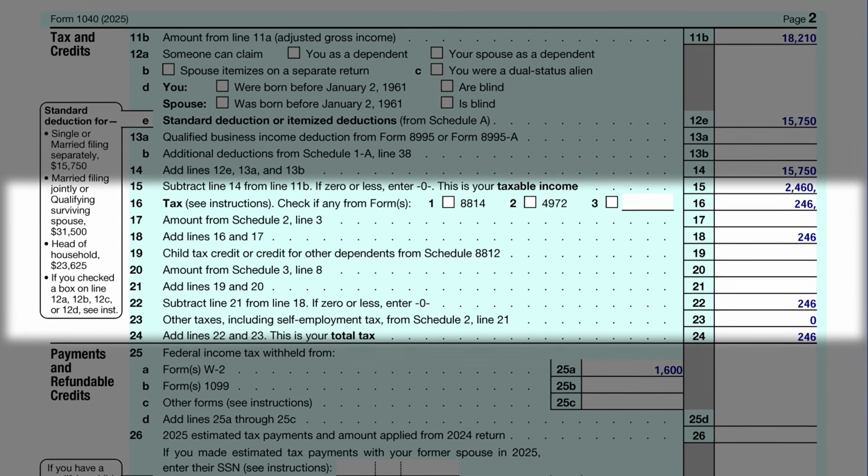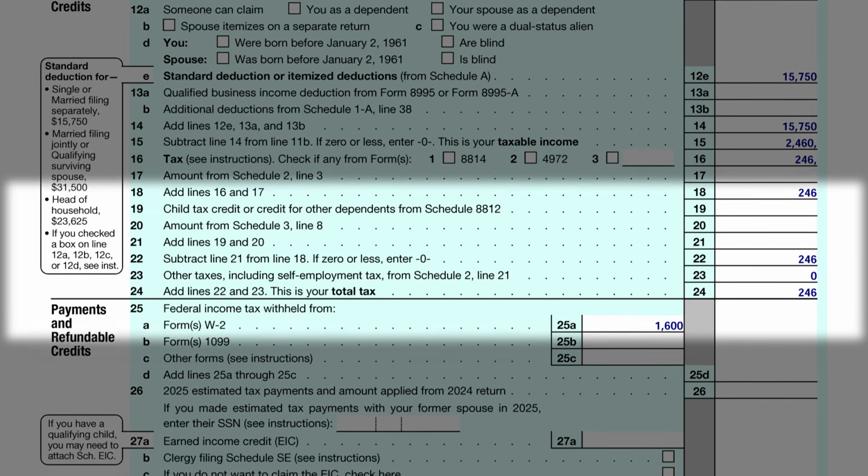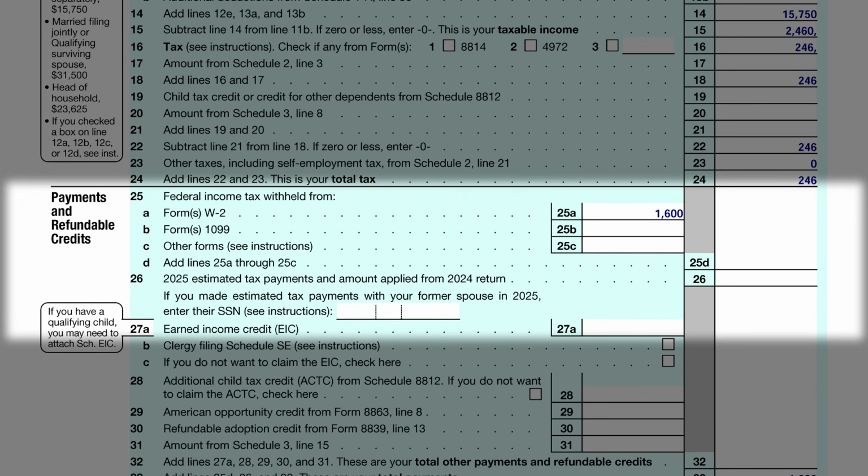Now let's talk about federal tax withholding. This is the amount already taken out of your paychecks throughout the year. John checked his W-2 and saw his federal income tax withholding. If you've switched jobs or worked multiple jobs, be sure to add up the withholding from all your W-2 forms.